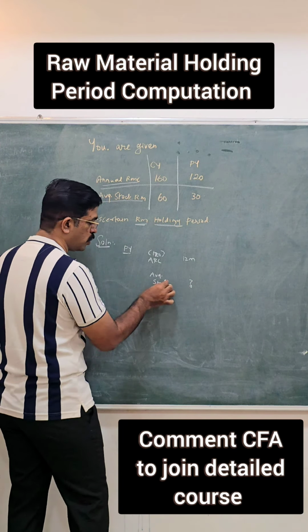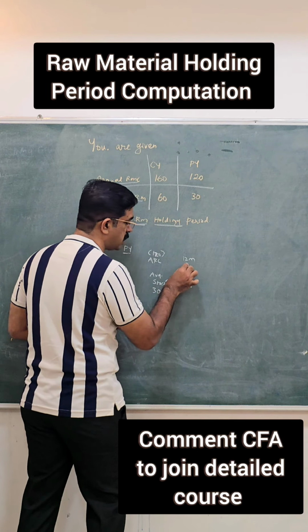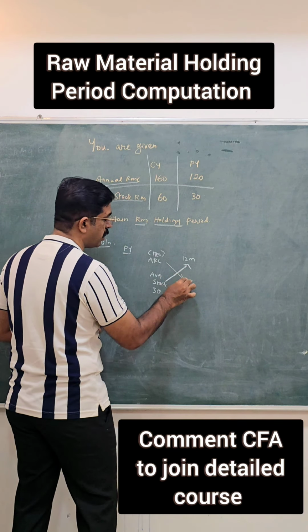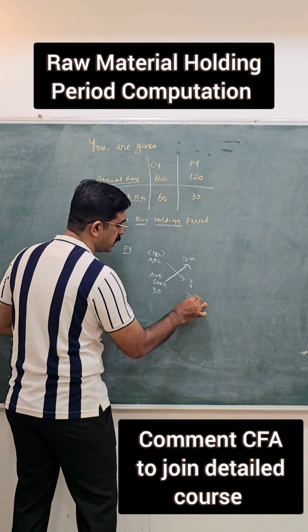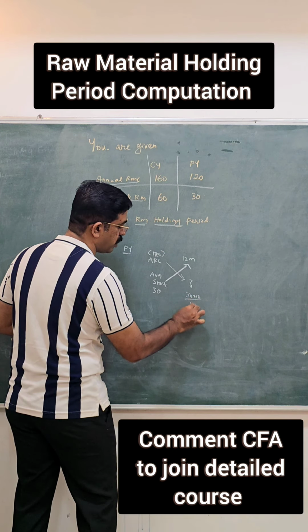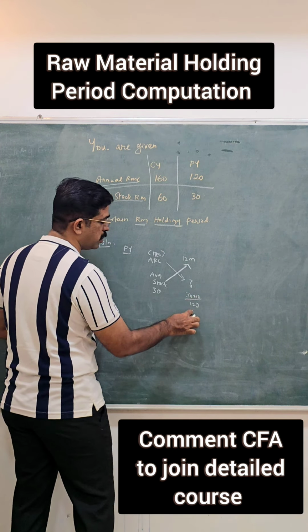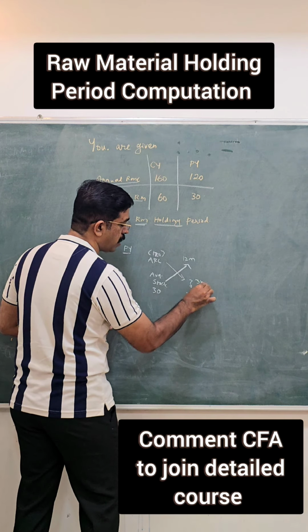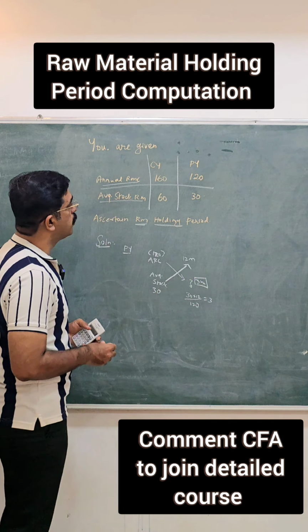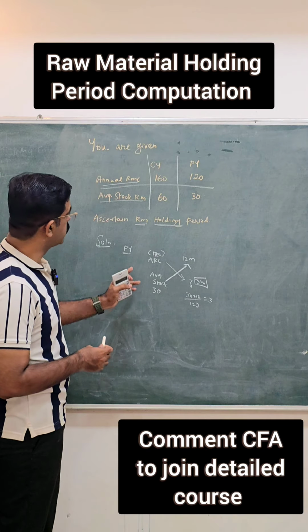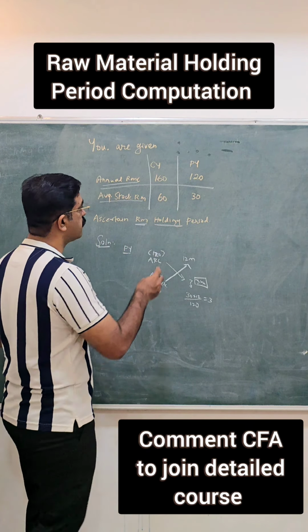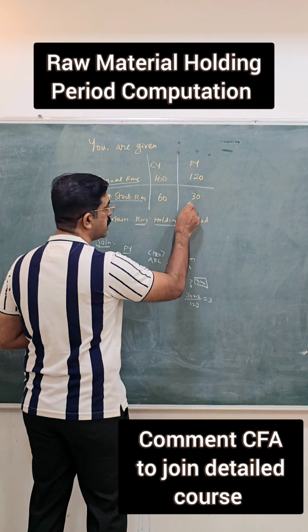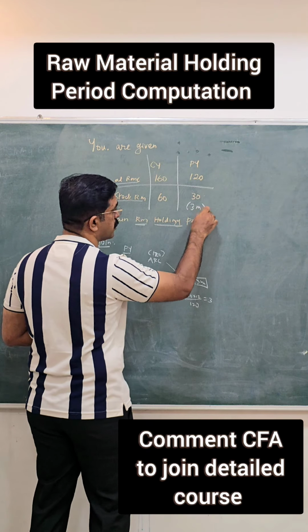It is very simple. Do this cross multiplication. 30 into 12 divided by 120. That is 360 by 120. You get it as 3. It means they are maintaining 3-month level of inventory, that is raw material, in the previous year. So this 30 is equal to 3 months level.